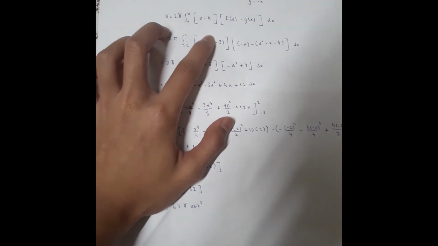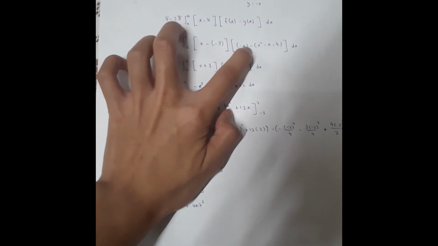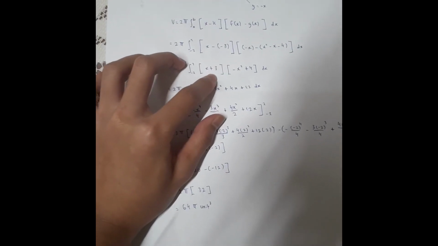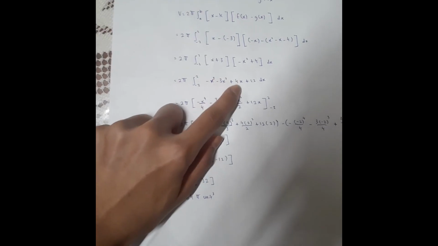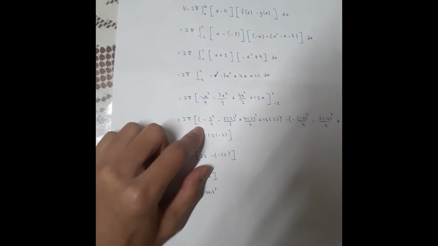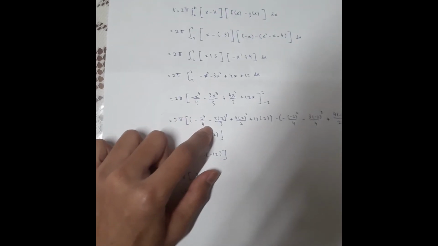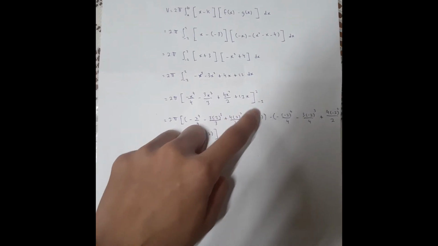So the line of revolution is at -3. So this is f(x) minus g(x). After that, after we solve it, we will expand the equation. After we expand the equation, we will get this value. After we get this equation, we must integrate it. After we integrate it, we replace the x with the up and down boundaries.